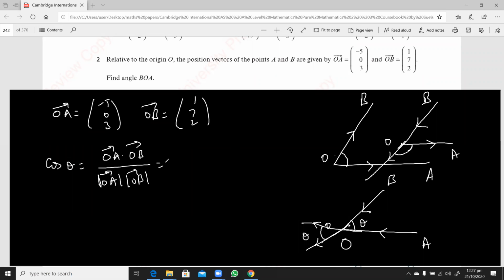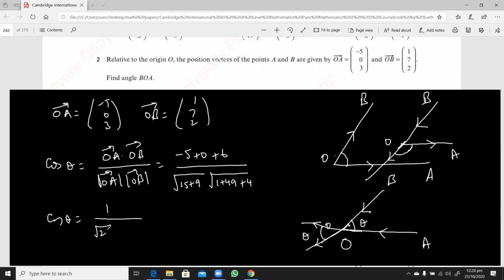Okay, children? So now this OA dot OB is going to be minus 5 into 1 is minus 5, 0 into 7 is 0, 3 into 2 is 6, over the magnitude: this is going to be 15 plus 9 times this is 1 plus 49 plus 4. So we have cos theta equal to 1 over under root 24 times 54. And now you can use your calculators, okay? This theta is going to be cos inverse of this. Yes, did anyone find this angle?